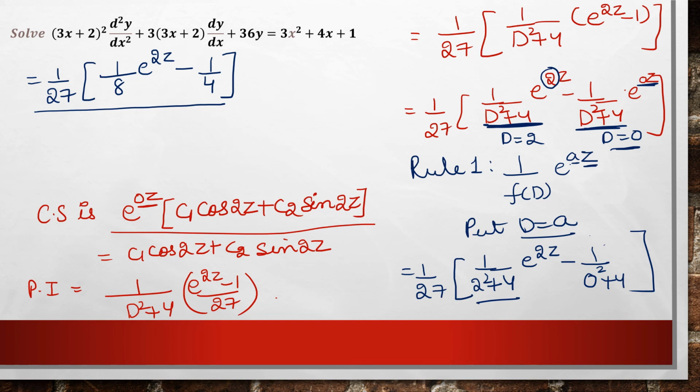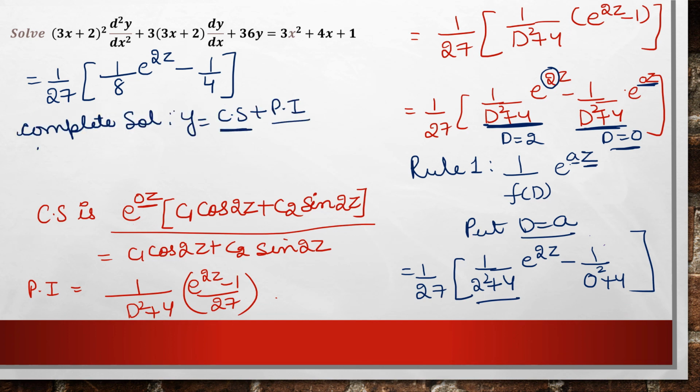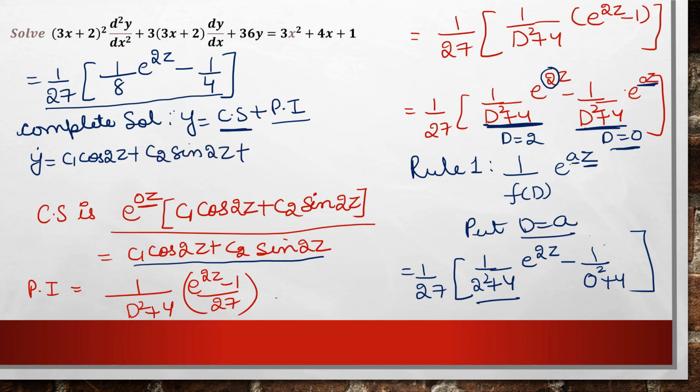So what is the complete solution? So complete solution is complementary solution plus particular integral. What is the complementary solution? This is the complementary solution. Now what is the particular integral? This is the particular integral. Okay, so y will be equals to c1 cos 2z plus c2 sine 2z. Okay, and what is the particular integral? That is 1 by 27, 1 by 8 e power 2z minus 1 by 4.